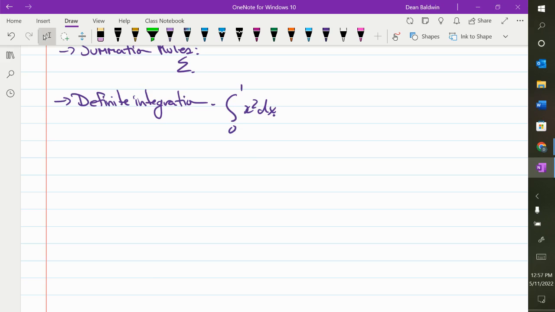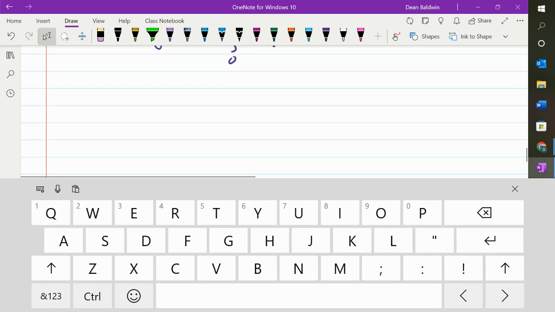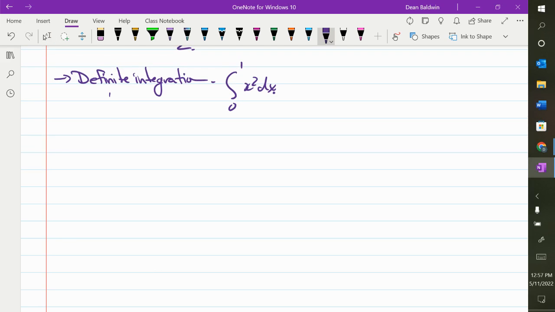So definite integration has the first fundamental theorem, and there's also one more, the second fundamental theorem. And then there's using the right and left corners. I'm going to do that, that's the summation stuff.